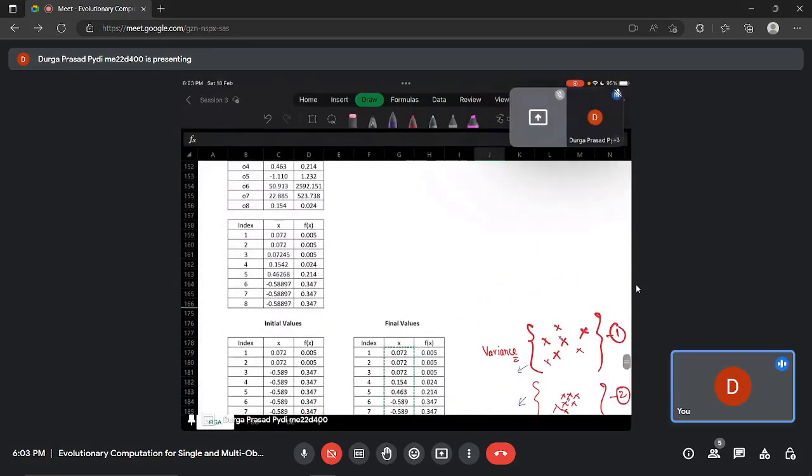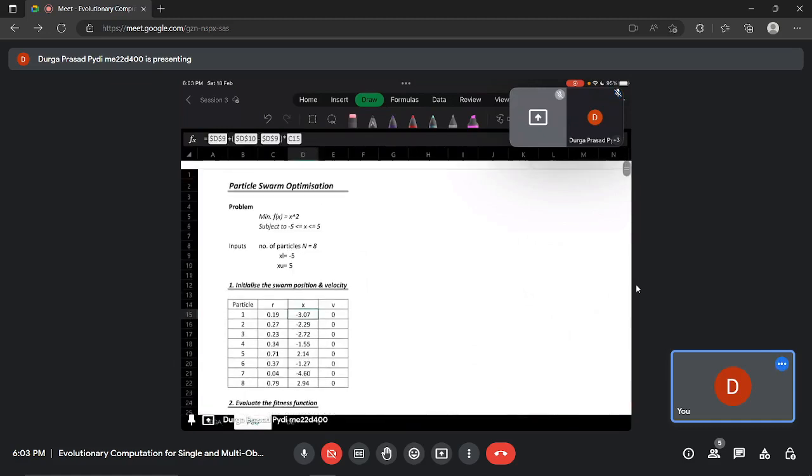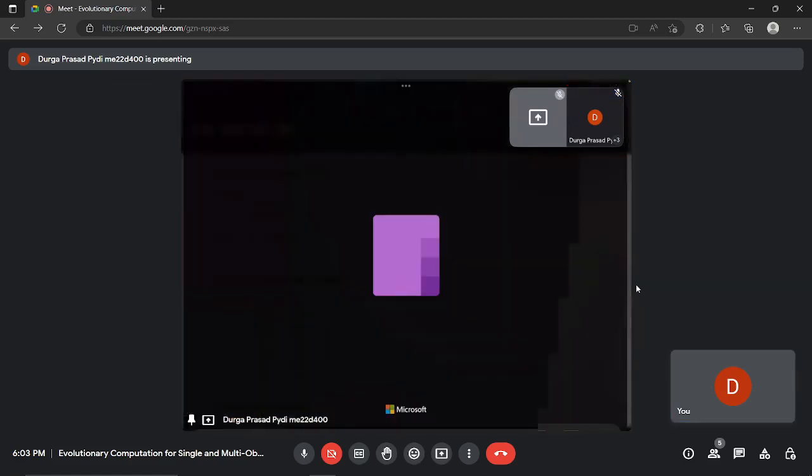Okay, then we'll go to the next week of lectures. Essentially that speaks about some other types of techniques. The first one is real encoded genetic algorithm. The next one is particle swarm optimization. Give me a second.